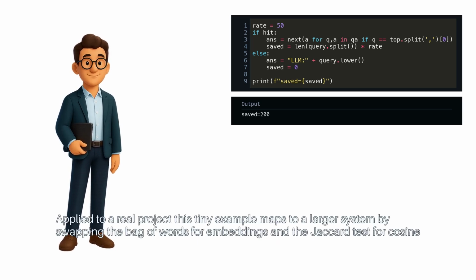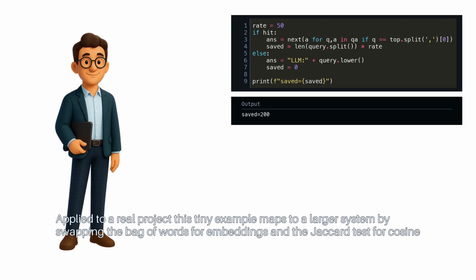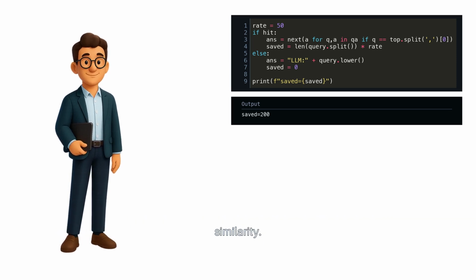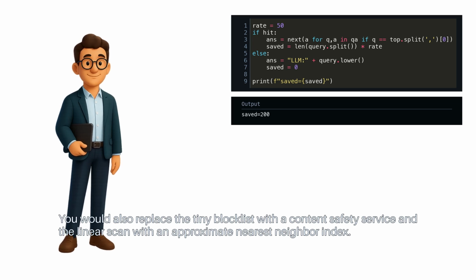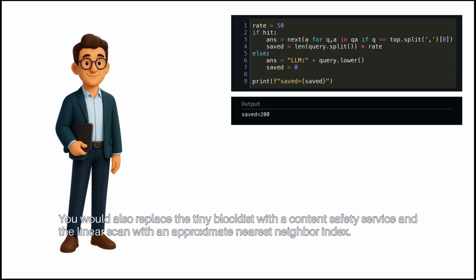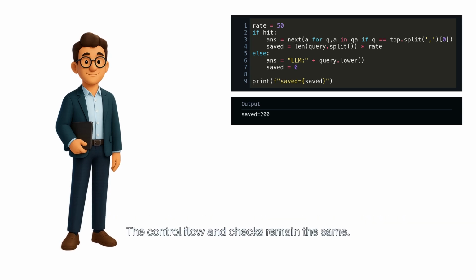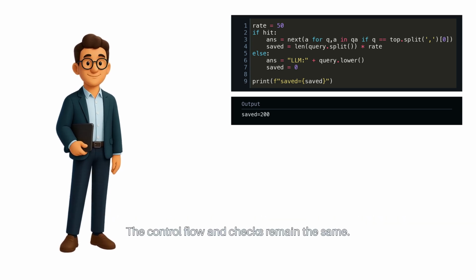Applied to a real project, this tiny example maps to a larger system by swapping the bag of words for embeddings and the Jaccard test for cosine similarity. You would also replace the tiny block list with a content safety service and the linear scan with an approximate nearest neighbor index. The control flow and checks remain the same.